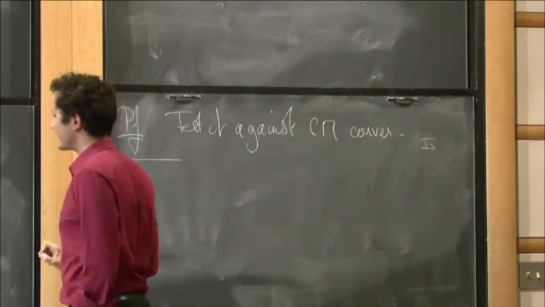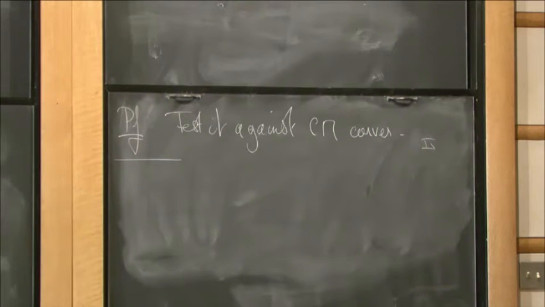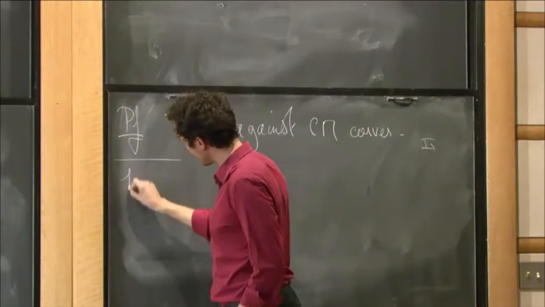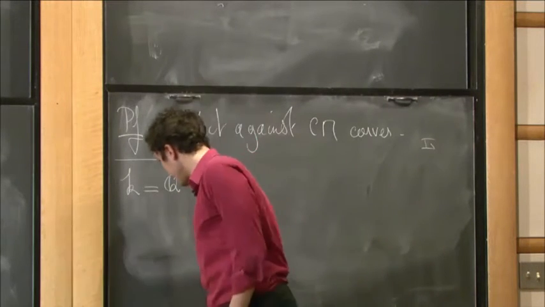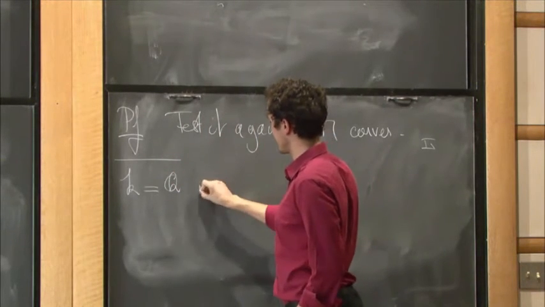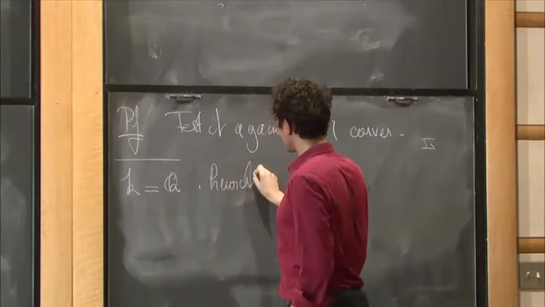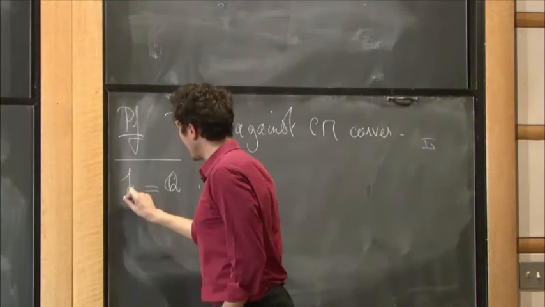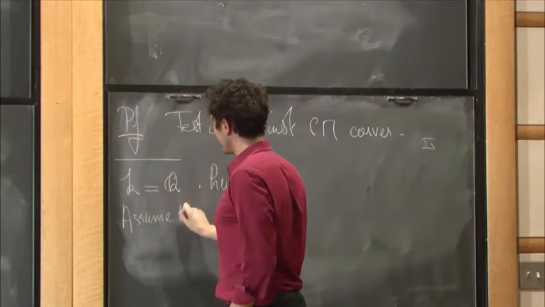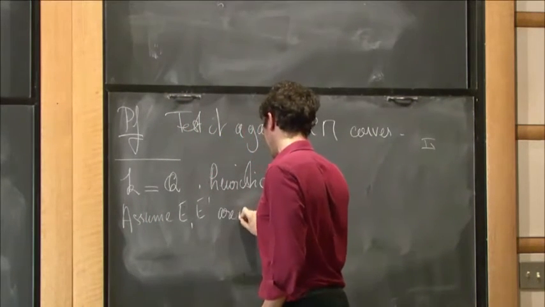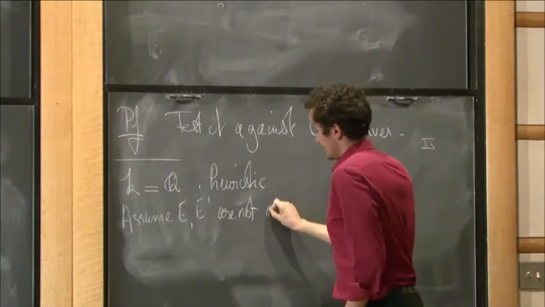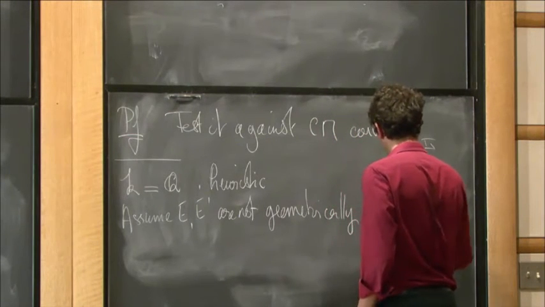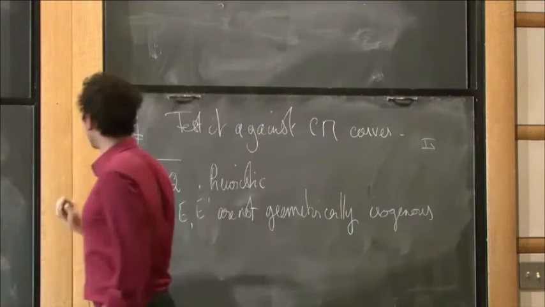So let me just give a more number theoretic heuristic as to why the theorem might be true. Let's assume that k equals Q, just for the heuristic. So we take E and E prime to be elliptic curves over Q, and certainly we can assume that E and E prime are not geometrically isogenous, otherwise the result is trivial.